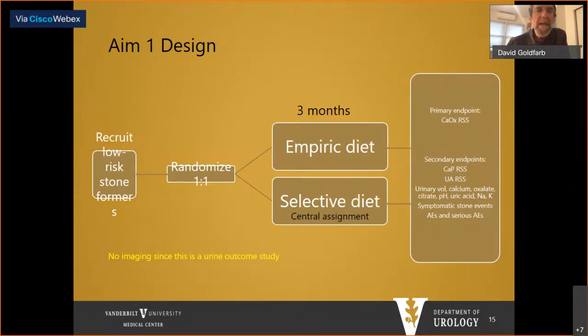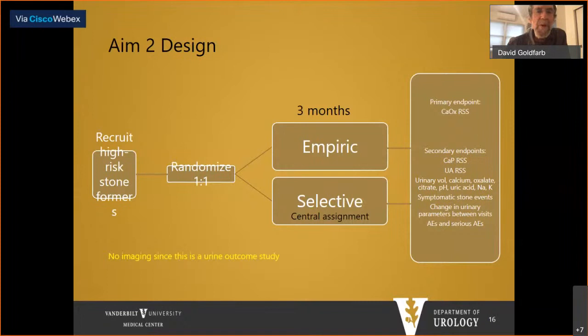Thank you. And so, aim 1, aim 2. We take the high-risk stone formers, and here the empiric versus selective therapy will include medications designed to treat the patient's 24-hour urine collection abnormalities. So the aim 2 design will include pharmacologic therapy, not just empiric therapy. Next slide.